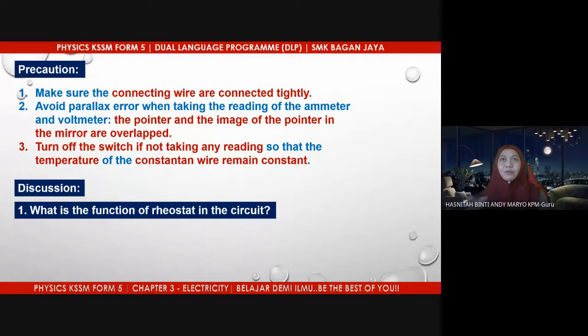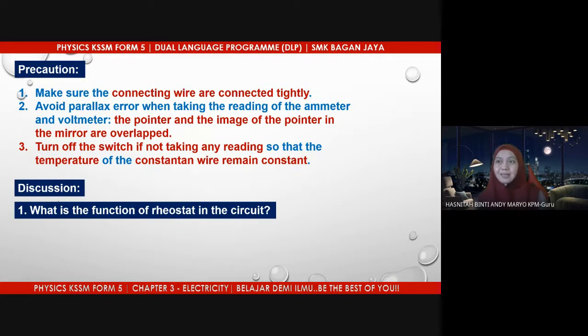Okay, so if you keep the switch turned on even though you're not taking readings, this will build heat inside the wire. So when it builds heat, definitely the temperature will increase. So it will affect the result of your experiment. So you won't get accurate results then.